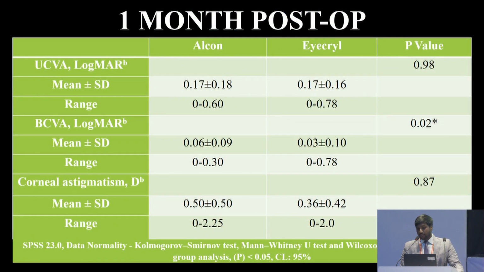Coming to the 1 month post-op values, the UCVA, the uncorrected visual acuity, was similar between both the groups. It's given in logMAR here. It's 6/9 in both the groups. The post-op BCVA, best corrected visual acuity, was nearly 6/6 in both eyes. It's statistically significant here, but clinically it's nearly 6/6 in both the groups. The corneal astigmatism showed a significant reduction in both the groups with 0.5 diopters residual in Alcon and 0.36 diopters residual in Icryl. It was statistically insignificant.